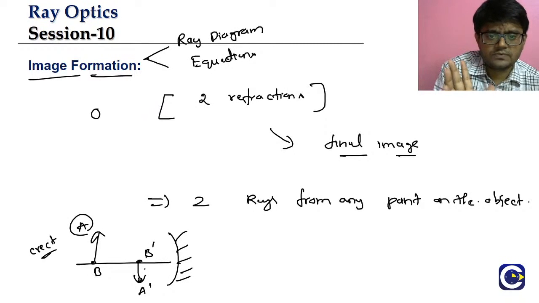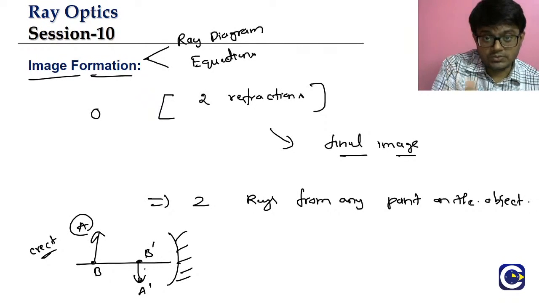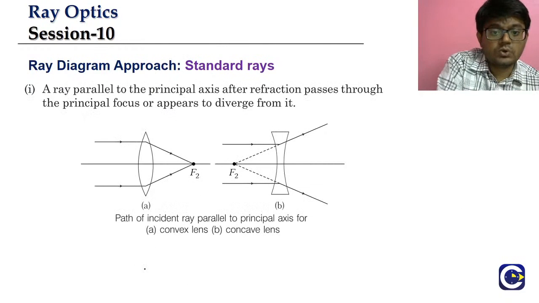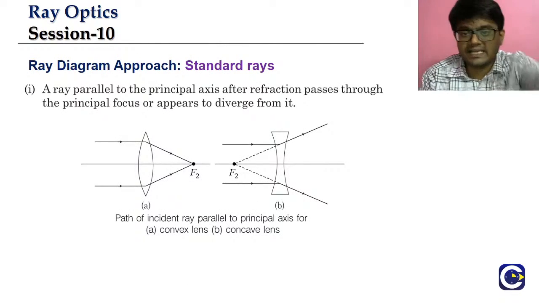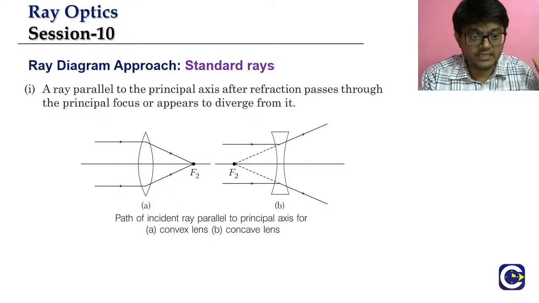Now here also we will try to do the similar thing, but here the standard rays that we use when drawing the ray diagrams, as we used standard rays in the case of mirrors, here also we will have the standard rays. So we need to go through what these standard rays are that we are going to use in order to get the image location by using the ray diagram method.